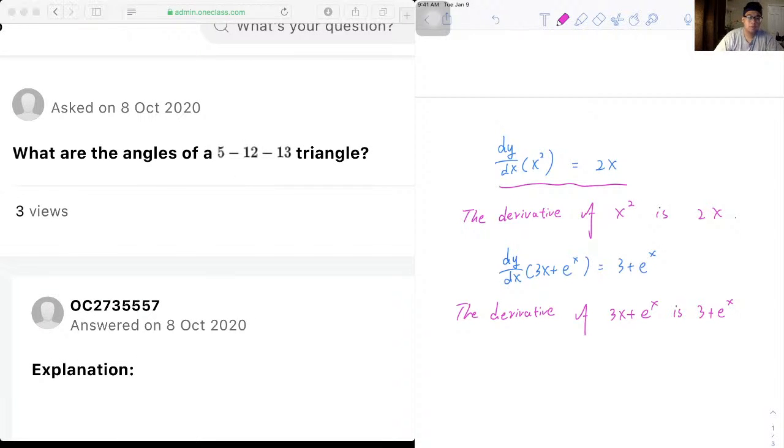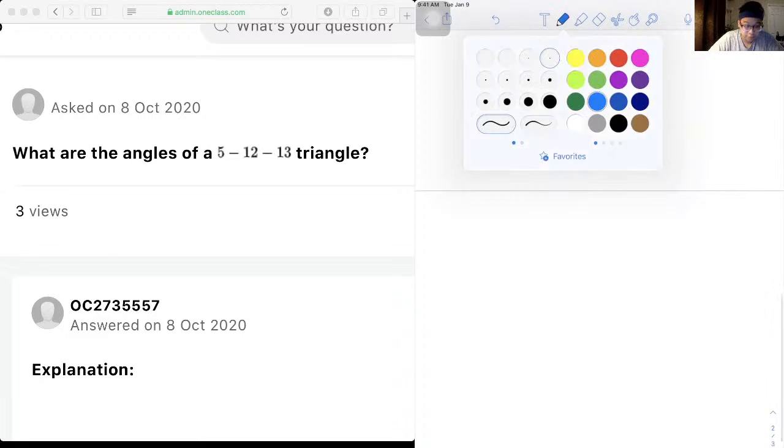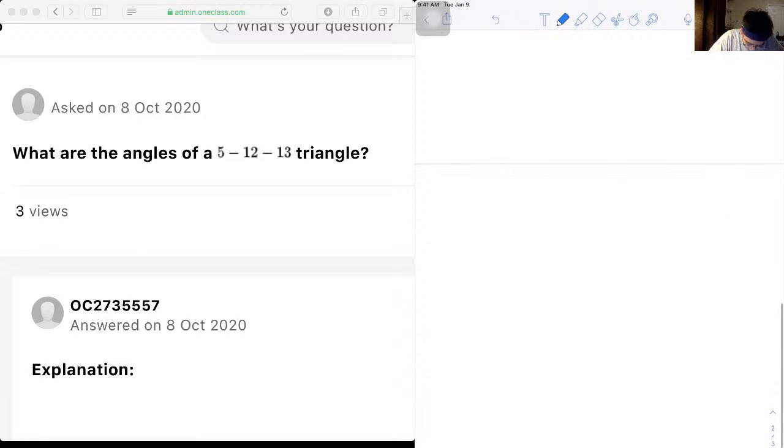Okay, so our next question. Let's copy down the question first. It's asking us what are the angles of a 5, 12, 13 triangle?